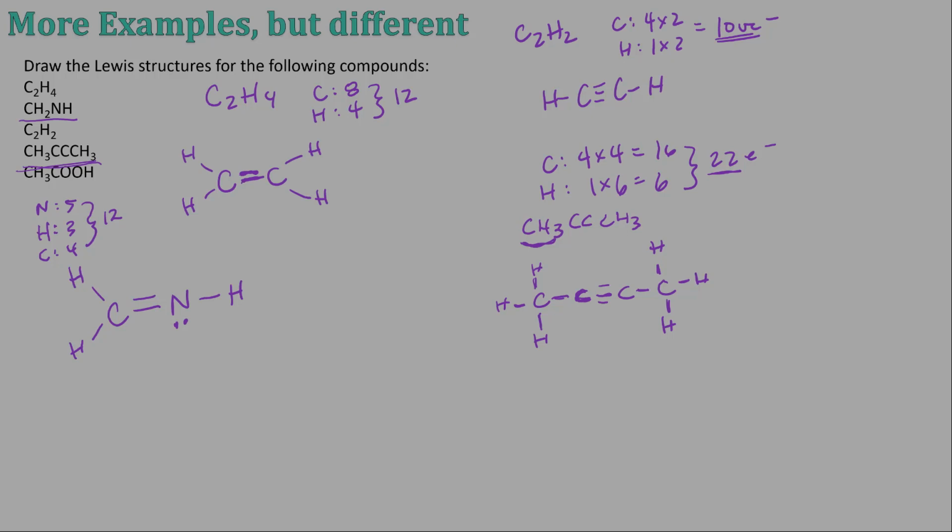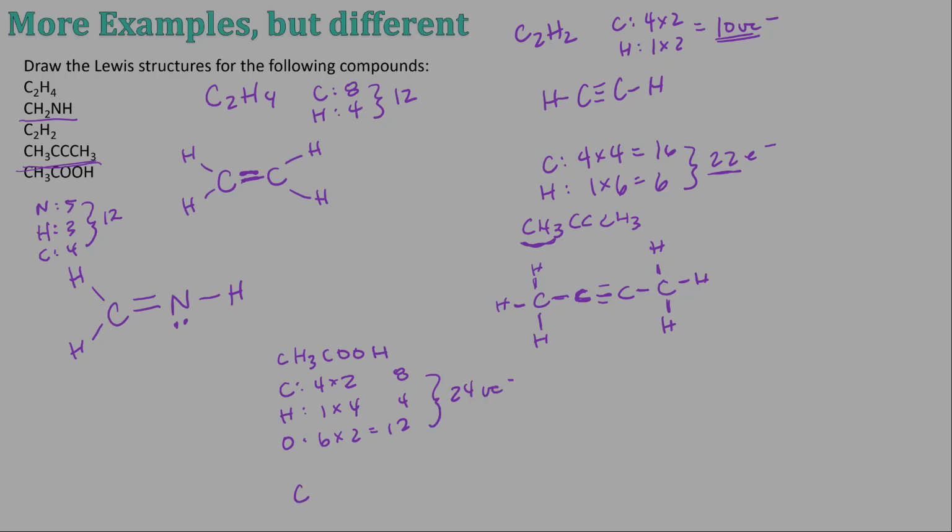All right, and then the last one we have is CH3COOH. And this is acetic acid. It should look familiar to you. So CH3COOH, carbon has 4 valence electrons, and there's 2 of them. Hydrogen has 1, and there's 4 of them. And then oxygen has 6, and there's 2. So that's 12 plus 4 plus 8. So that would be 24 valence electrons.